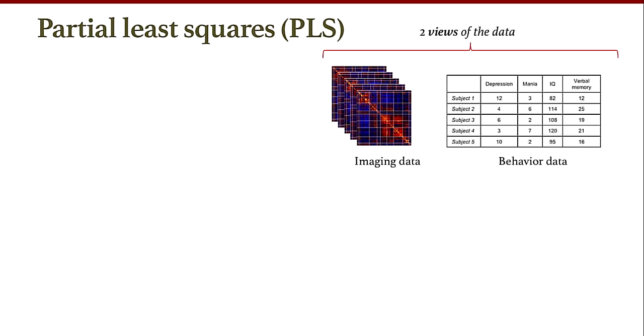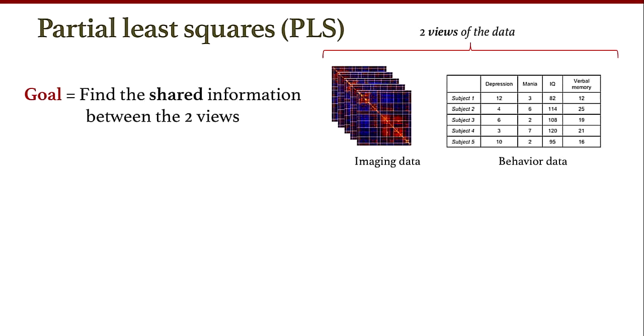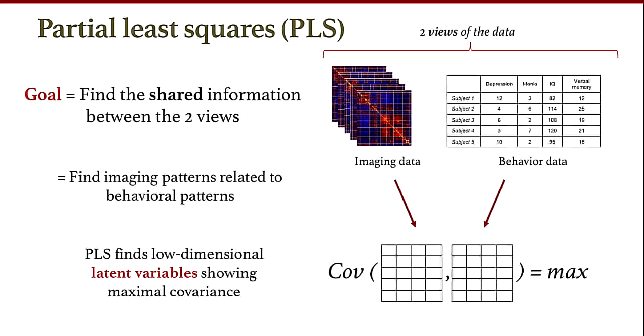All right, so imagine you have a set of subjects, and for each subject you have some imaging data, for example, functional connectivity data, and you have behavioral data. Those are two views of the data, and PLS will try to find the shared information between those two views. In this case, it will try to find patterns in your imaging data which are related to patterns in your behavioral data. It does so by computing low-dimensional latent variables which show maximal covariance. So if you look at these two matrices here, you can see that they're in lower dimensions than the original matrices, and they show maximal covariance between each other.